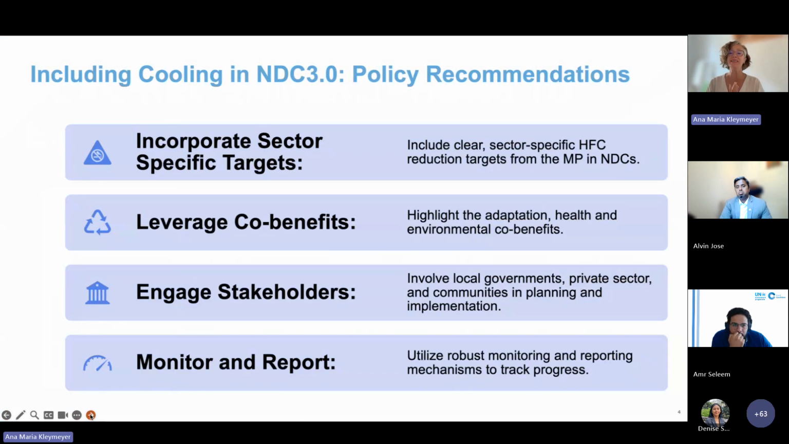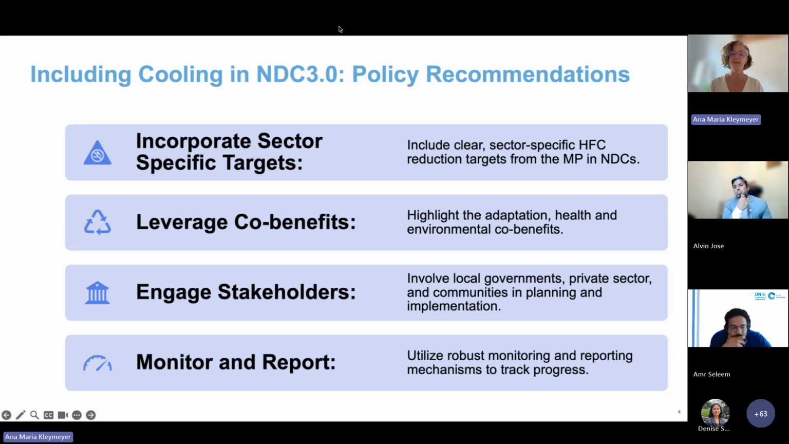Including cooling in NDC 3.0 means ensuring that there are clear sector-specific pledges, and those reduction targets can come directly from the requirements under the Montreal Protocol. Montreal Protocol is a universal treaty, so all countries have signed and ratified that treaty. So taking those targets from Montreal and having those reflected in the NDCs. But we can also go beyond that, and we'll see some of our speakers talk about some of the things that are even more ambitious than just what's included in Montreal.